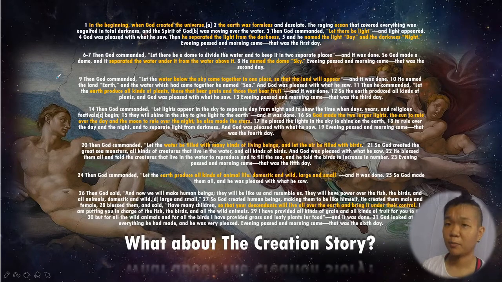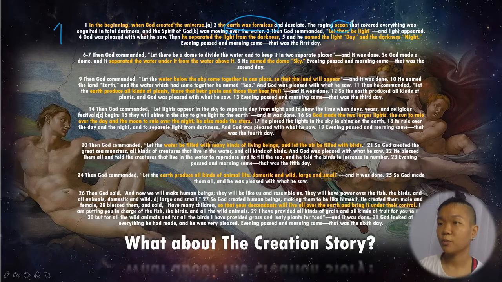This is Genesis chapter 1 from the Good News version of the Bible, and I highlighted the parts that were very pivotal. So this is day 1. So in the beginning, when God created the universe, the earth was formless. In the beginning pa lang may earth na. And then next, the raging ocean. So meron na ring ocean.